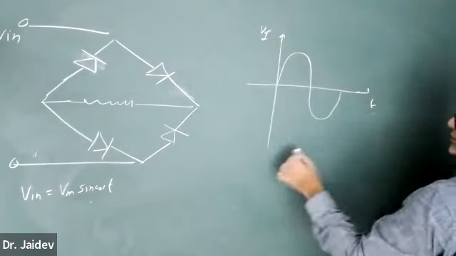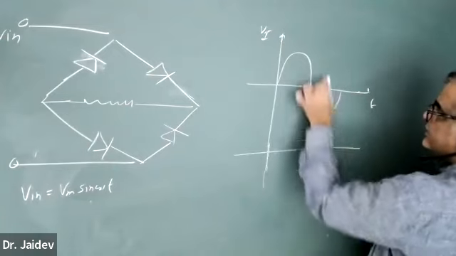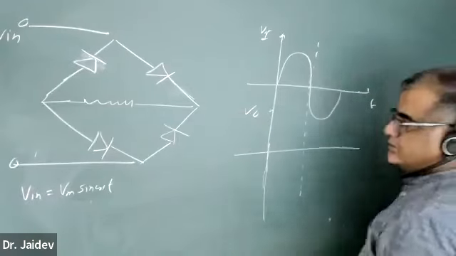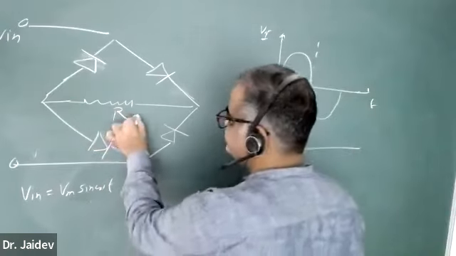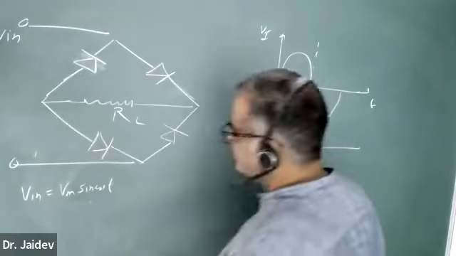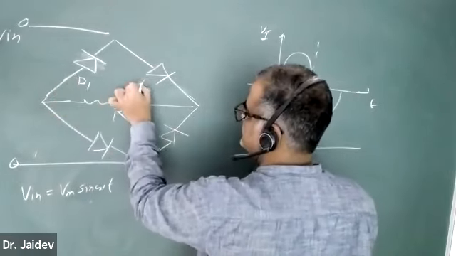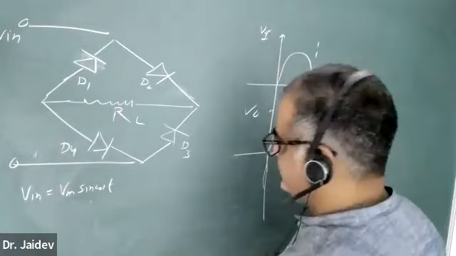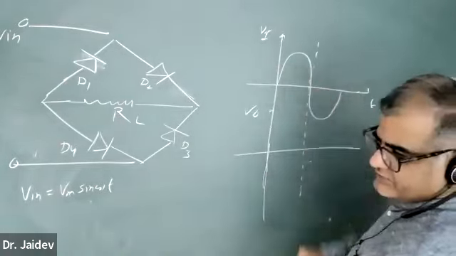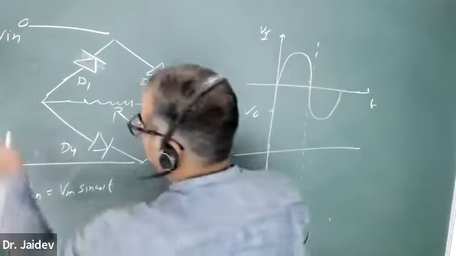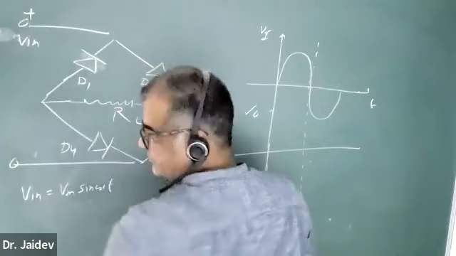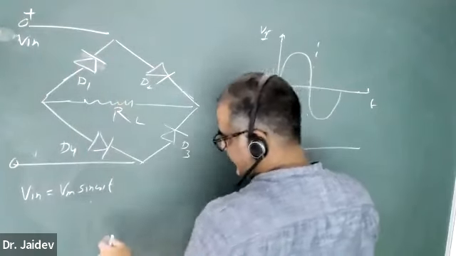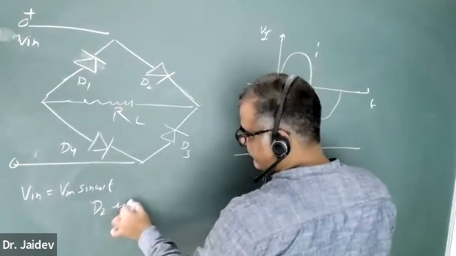This is your V input. What happens when I apply the positive cycle? This is my V output, and this is my load resistance RL. If you want, you can name the diodes: this is diode D1, D2, D3, D4. Now I'm applying the positive half cycle. What does positive half cycle mean? This terminal is positive. So once this terminal is positive, this diode will be forward biased. Yes or no? So D2 is forward biased.